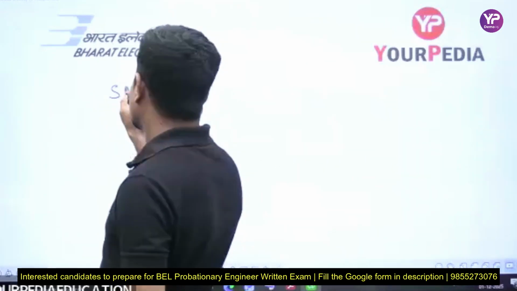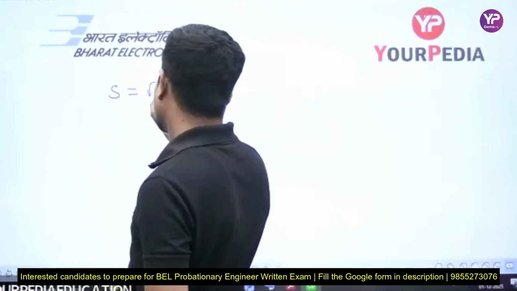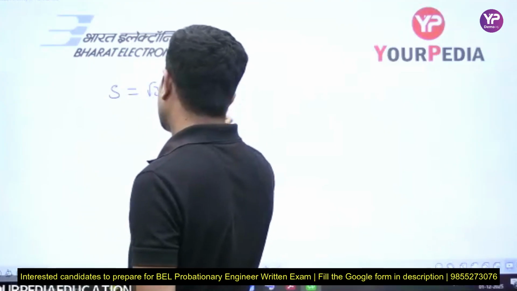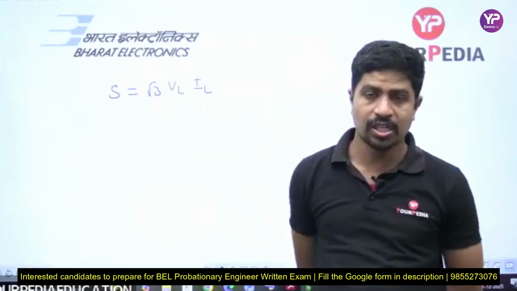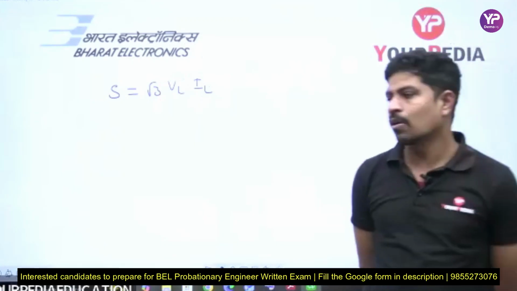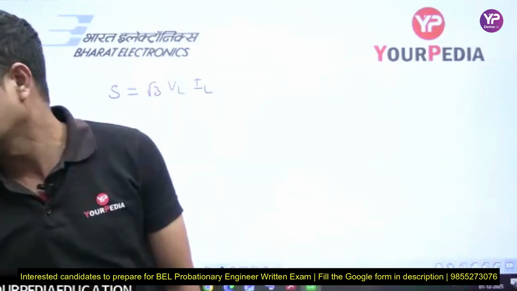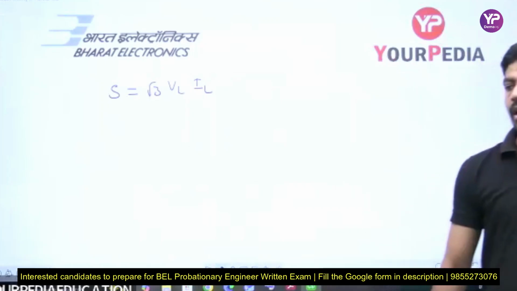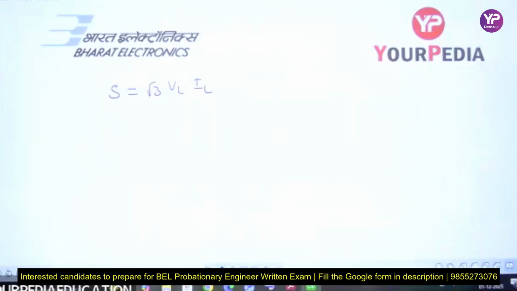Now for a constant power, S is equal to root 3 VL IL. Sir, why are you always writing S is equal to root 3 VL IL? Why not S is equal to V into I? Our power system is always three phase, never single phase. If there is a single phase transmission line in distribution, the author will clearly mention it as a single phase transmission line. Do remember one thing: if the number of phases is not mentioned, by default the given transmission line is a three-phase transmission line.